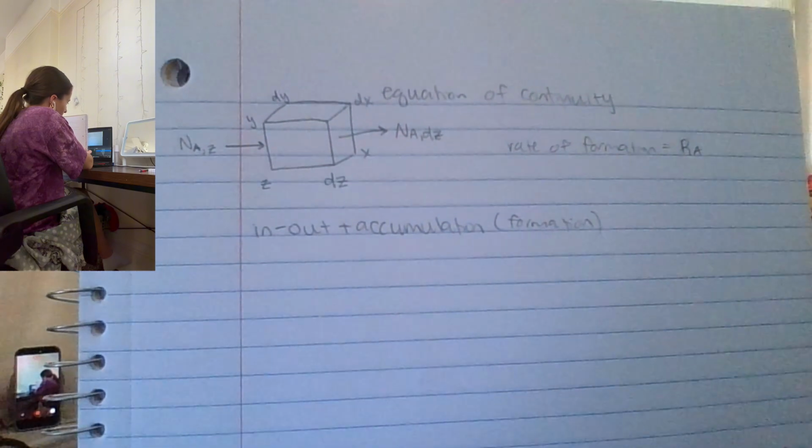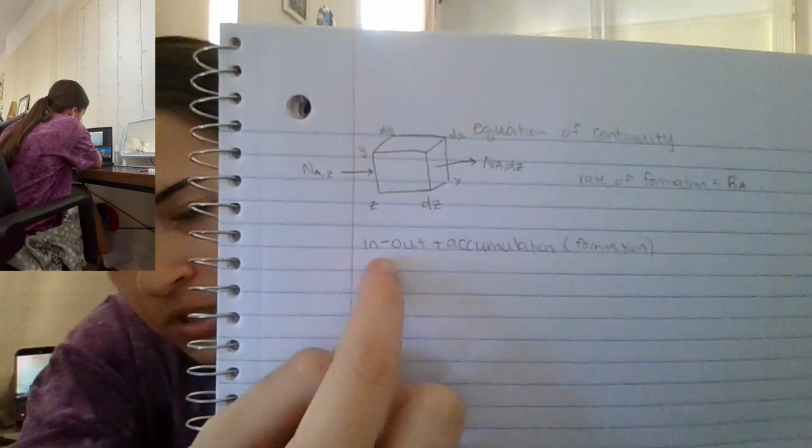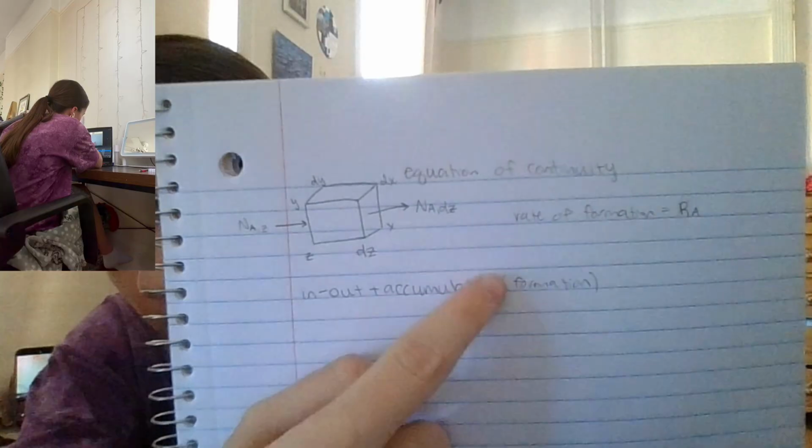And like I said before, our typical balance is going to be some sort of in minus out plus our accumulation, which in this case is our formation. That just means the same thing here. So we have the rate of formation equaling R_A, so that's how A is going to start forming in this cube. And then we have our influx minus our outflux plus whatever formation rate that we have here.